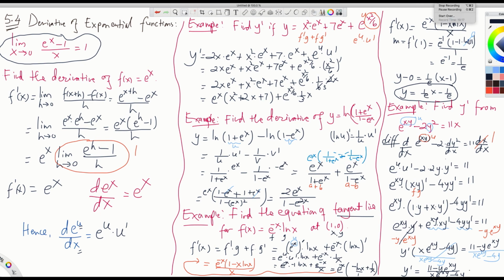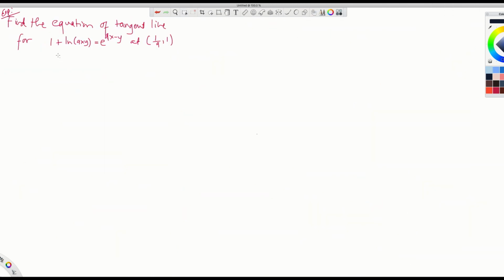I'll take one more example, okay guys? Let us see this example. Here you want to find the equation of the tangent line, but here the equation of the curve is given in implicit form, right? X and y are mixed together there. So 1 plus natural log of 9xy equals e to the 9x minus y at the point 1/9 and then 1. Okay, this is like x, this is like y. You see that?